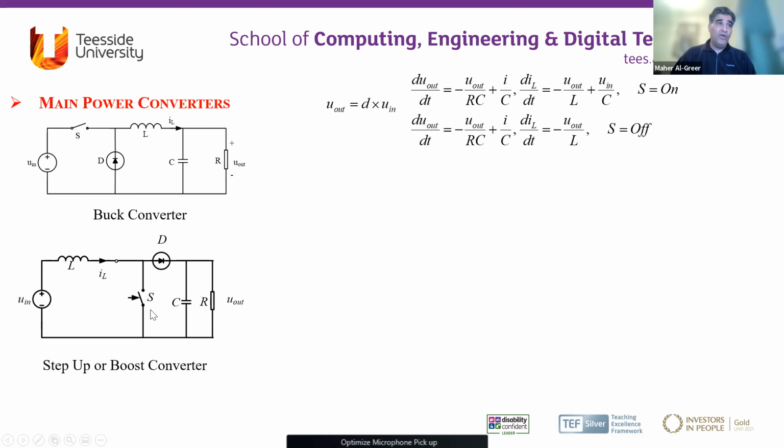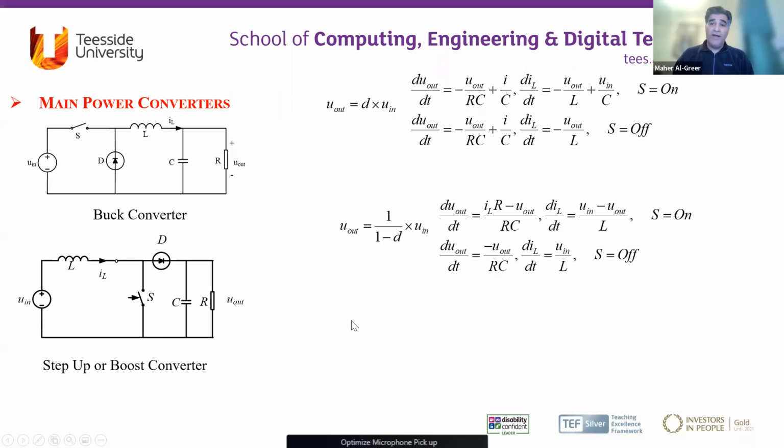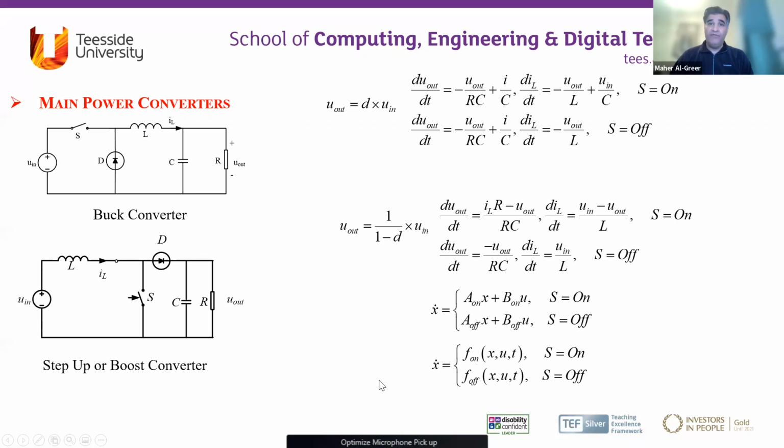Again, we have one power switch used in this circuit. And we also need to find the mathematical representation of that system at the two states, on time and off time, by using differential equations. After we find those mathematical representations, we can define the state space model of that system, one representing the off time and one representing the on time. And this actually applies for both converters.